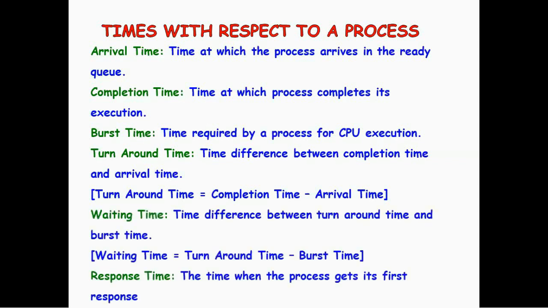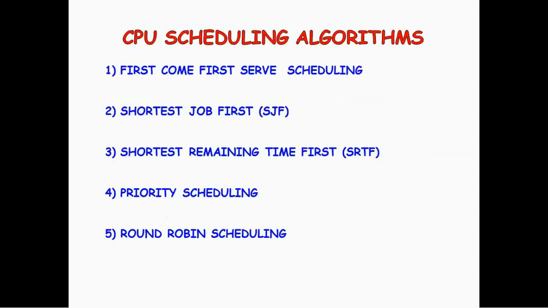Waiting time is the time difference between turnaround time and burst time. That is, waiting time is equal to turnaround time minus burst time. Response time is the time when the process actually gets its first response. So these are all the different times with respect to a process, and we will use all these terms in CPU scheduling algorithms. These are the scheduling algorithms we are going to see today, and let us see how to solve problems using those algorithms.